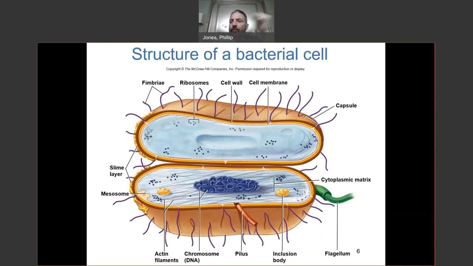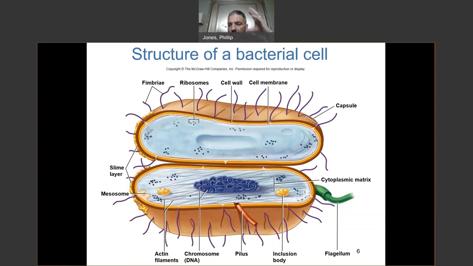What slime layers are, exactly what they are. They're slime or glycocalyx. They're slime layers that either help it stick to something, protect it from dehydration and drying out, and they can really help the cell avoid being engulfed by our macrophages or our immune system.